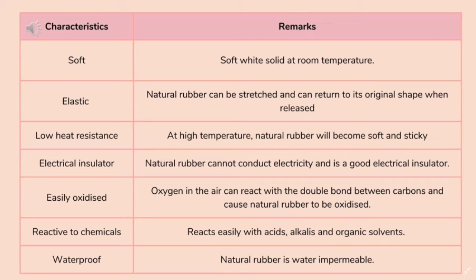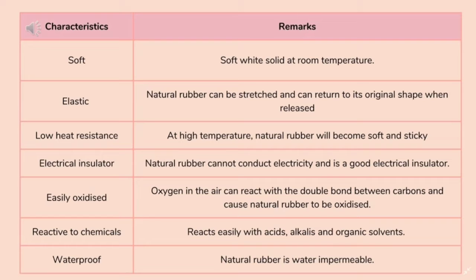So these are the characteristics of natural rubber. The first one is a soft white solid at room temperature. Natural rubber can be stretched and can return to its original shape when released. At high temperature, natural rubber will become soft and sticky. It cannot conduct electricity and is a good electrical insulator.